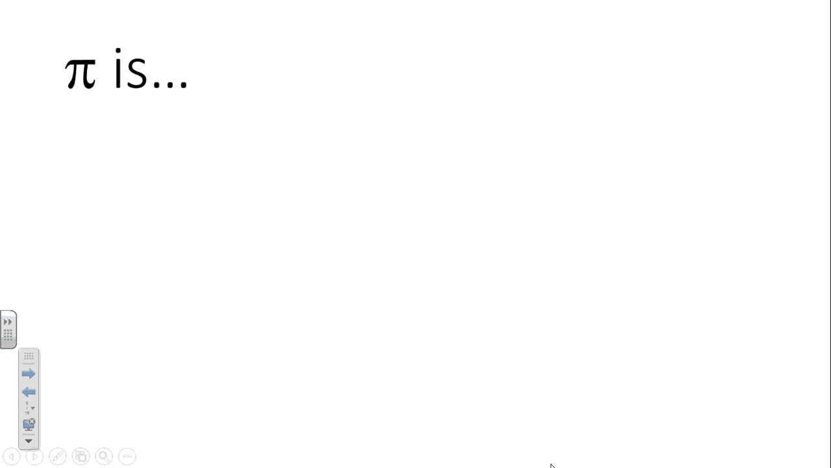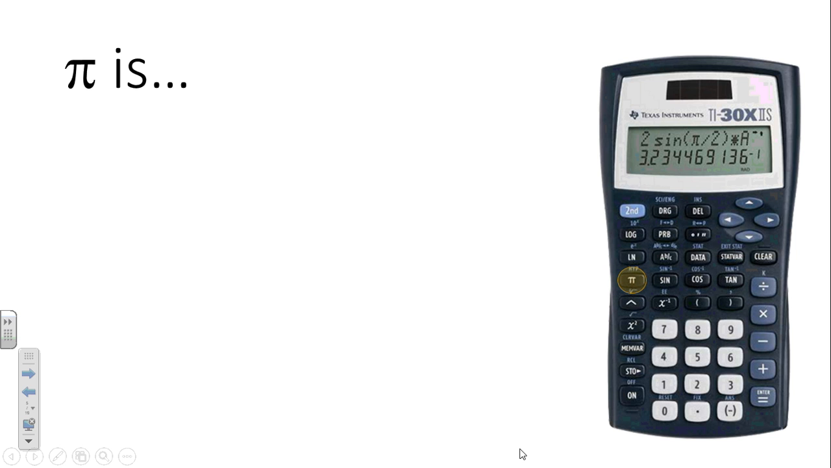So pi is 3.14159, and so forth, right? It keeps on going. It's an irrational number, never stops, never repeats, and you need to find it as the button on your calculator. We don't want to use 3.14, we want to use the pi button. It's going to be faster than typing 3.14, and it will be more accurate.